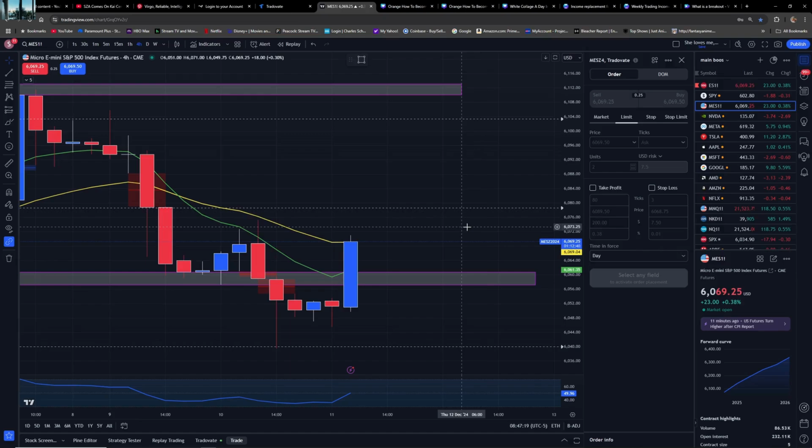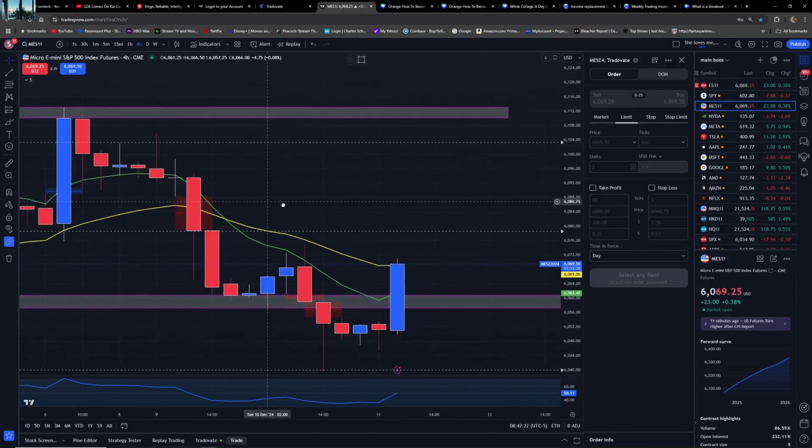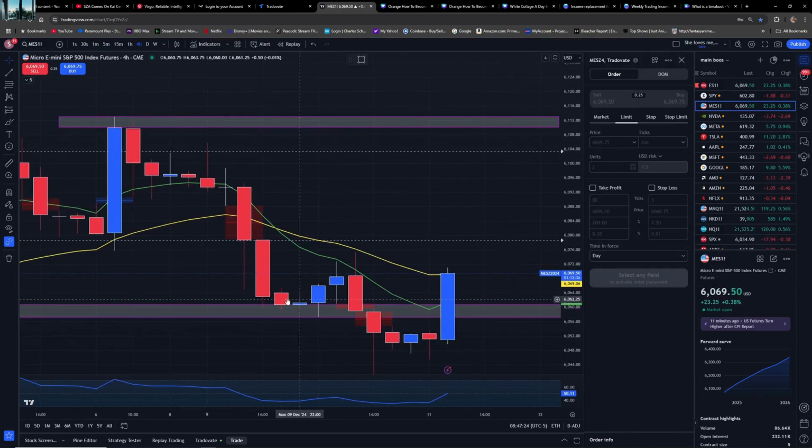I know they are one and the same, but supply and demand is market structure. This to this is market structure. This to this is the lower half of the structure. This to this is the upper half of the structure. This is no man's land. We are in the lower half of the structure right now.